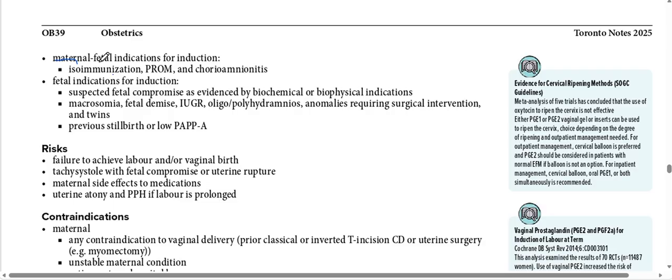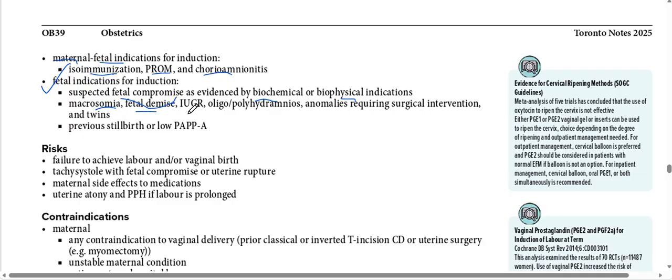What other indications can there be? Like isoimmunization, preterm rupture of membranes, and chorioamnionitis, which is inflammation of the chorioamniotic cavity, an infection. If there is a preterm rupture of membranes or isoimmunization, definitely we have to induce the labor. Fetal indications for induction are suspected fetal compromise, a hemodynamically compromised fetus, biochemical indications, or a biophysical profile that is not up to the mark. And then the size is very big for its gestational age: macrosomia, big babies.